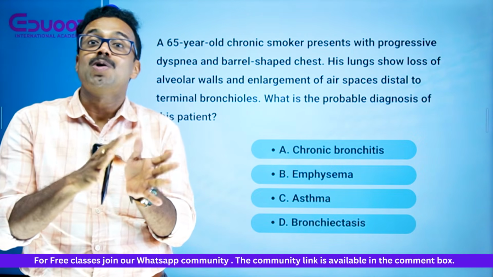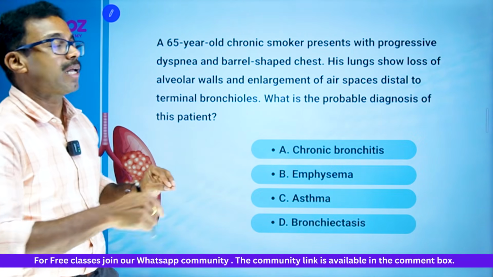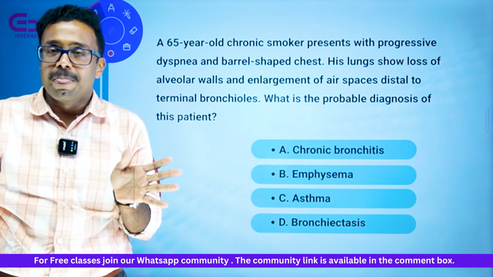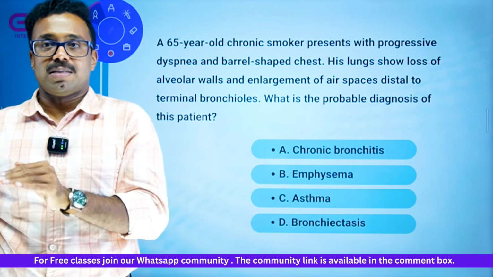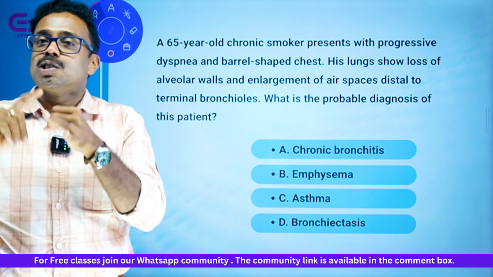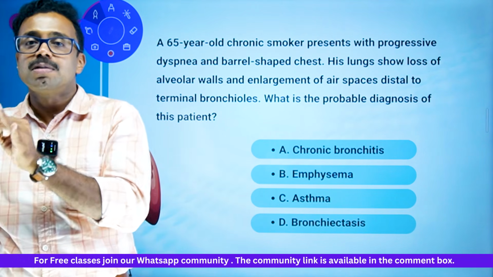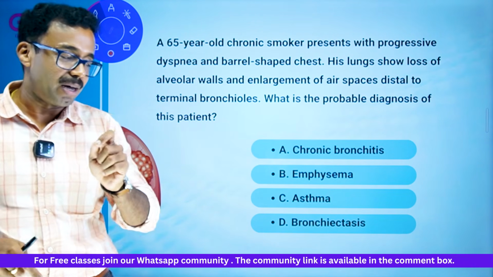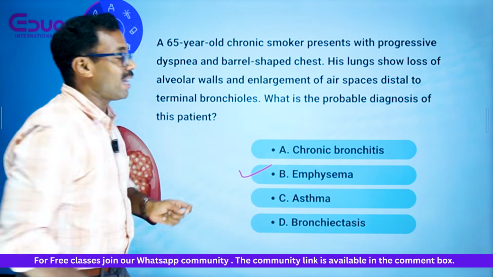So what was the question? A 65-year-old chronic smoker presents with progressive dyspnea and a barrel shaped chest. His lungs show loss of alveolar walls and enlargement of the air spaces distal to the terminal bronchioles. What's the probable diagnosis? The correct answer here is option B, emphysema.